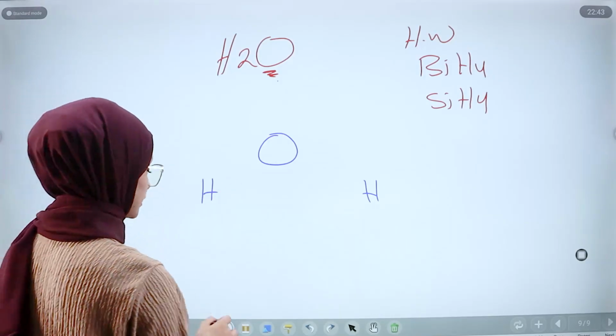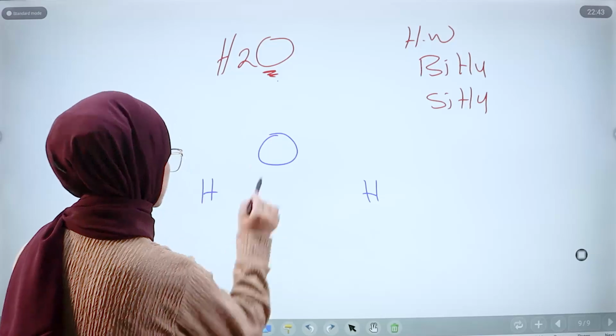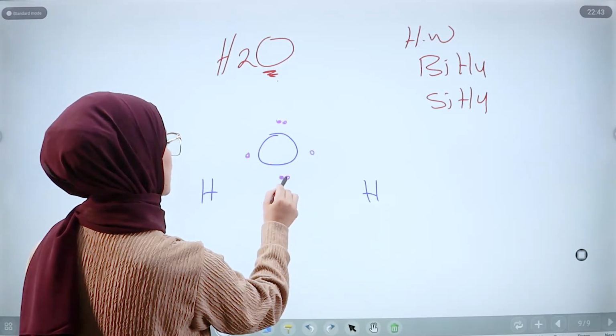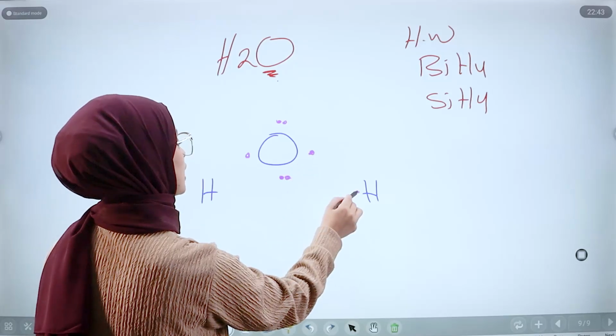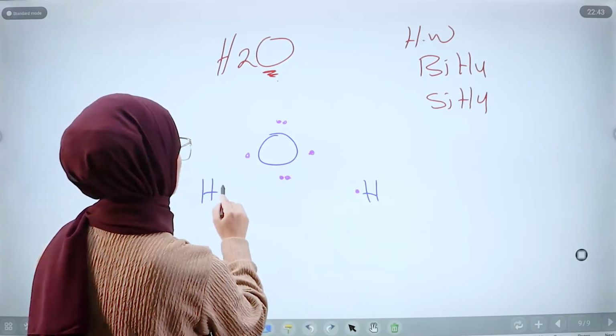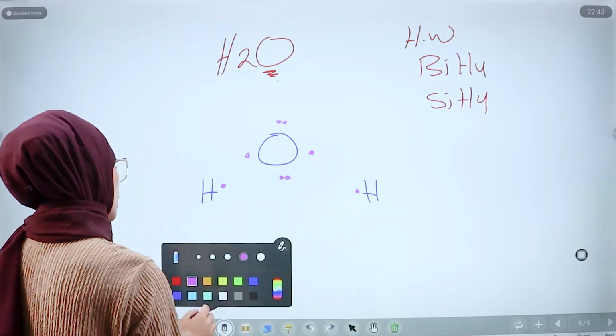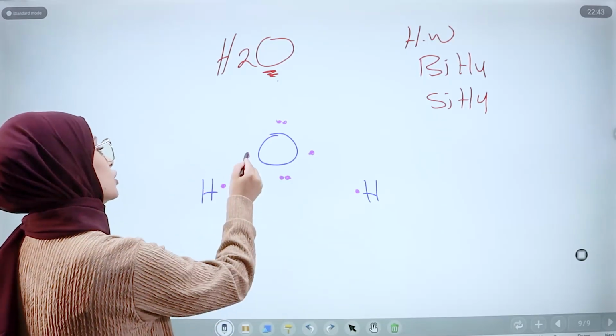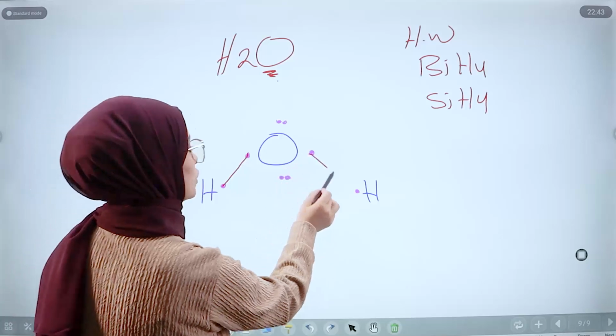Oxygen is group number 6. I'm going to write 6 electrons in the last orbital: 1, 2, 3, 4, 5, and 6. Now, it is easy to know that hydrogen has only its one poor electron. No way for losing or gaining of electrons. The hydrogen will share this electron.